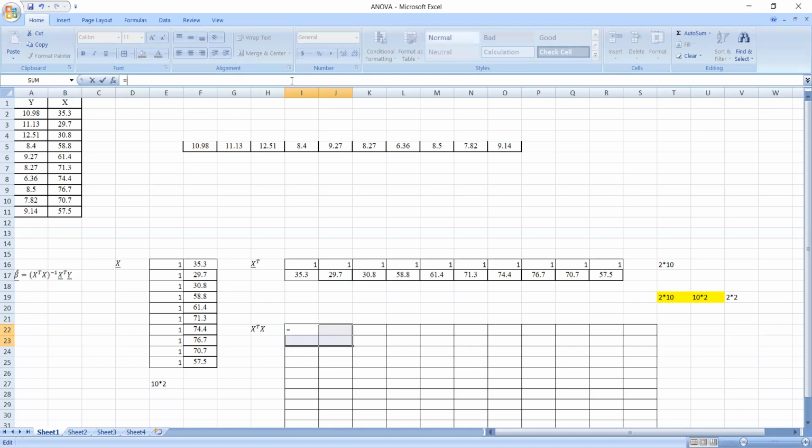Since I'm going to multiply 2 matrices, the function is MMULT. When you press M, you'll get matrix multiplication. You have to select this function. And what is our first matrix? That is the X transpose. So I'm going to select the X transpose matrix here, and comma, then you have to select the second matrix, X. I'm going to select the matrix X here, and then close the brackets. Then you have to press Control, Shift, and Enter together to obtain the 4 values, right?